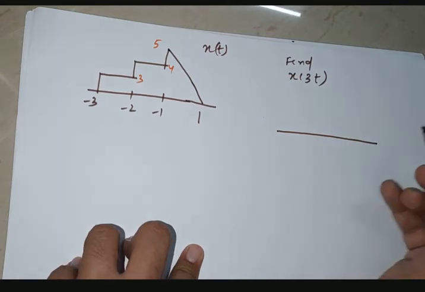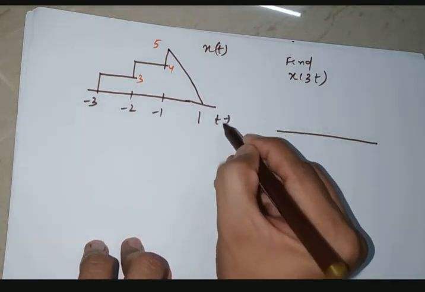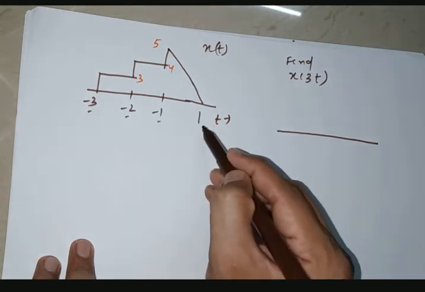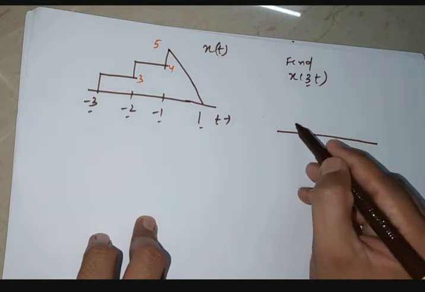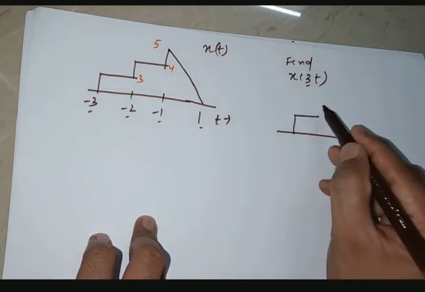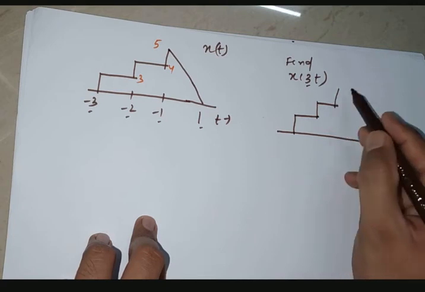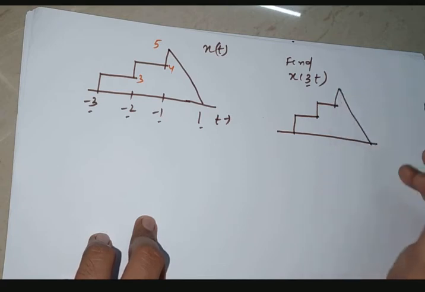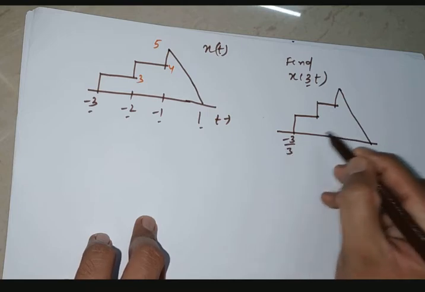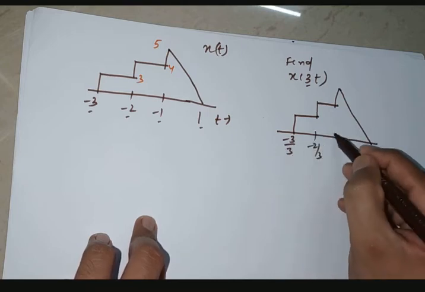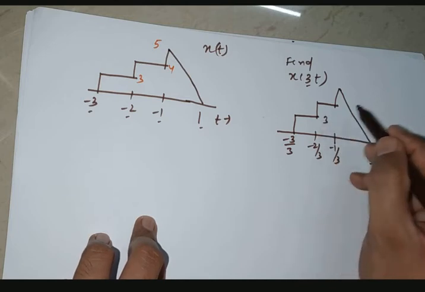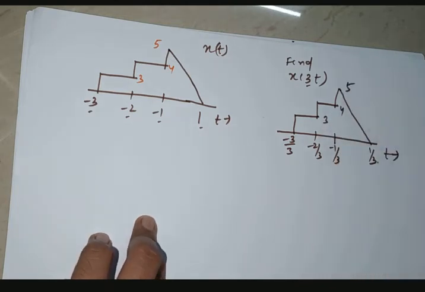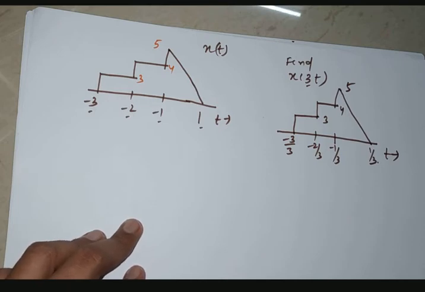When we do x of 3t, what will happen? Simple. These are the time limits now: minus 3, minus 2, minus 1, 1. Divide the time by the scaling parameter 3. There is no change of shape, but the time values will change. Then it is minus 3 by 3, minus 2 by 3, minus 1 by 3, and finally 1 by 3, and there is no change of amplitude: 3, 4, and 5.